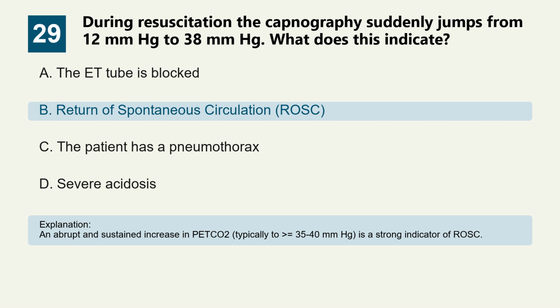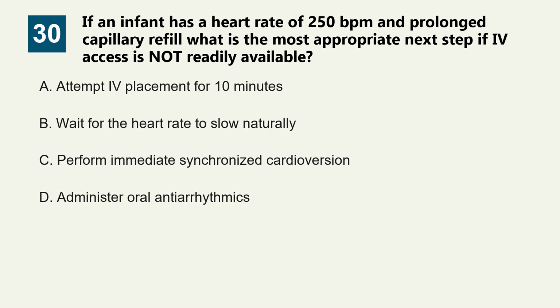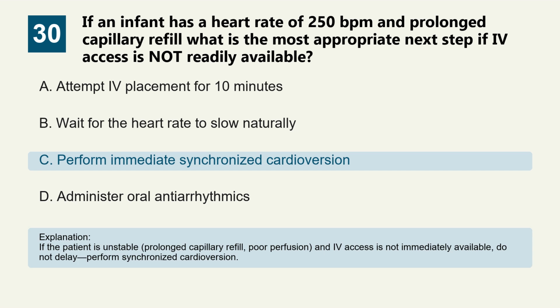Question 30. If an infant has a heart rate of 250 bpm and prolonged capillary refill, what is the most appropriate next step if IV access is not readily available? Option A. Attempt IV placement for 10 minutes. Option B. Wait for the heart rate to slow naturally. Option C. Perform immediate synchronized cardioversion. Option D. Administer oral antiarrhythmics. The correct answer is option C. Perform immediate synchronized cardioversion. If the patient is unstable, with prolonged capillary refill and poor perfusion, and IV access is not immediately available, do not delay; perform synchronized cardioversion.